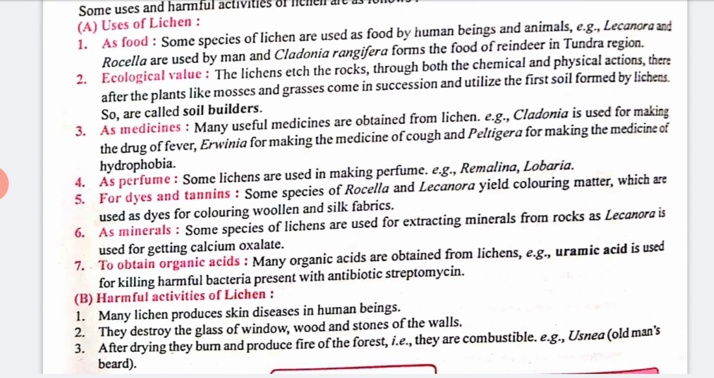Many lichens produce skin diseases in human beings, and they also destroy the glass of windows, and the wood and stone of walls, and after drying they burn and cause fire in the forest. So they are useful as well as harmful somewhere. So here the topic of lichens is completed.